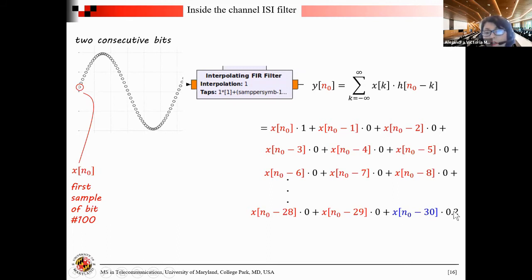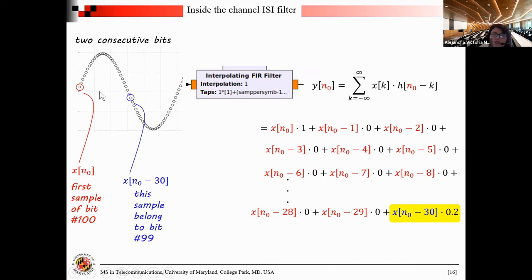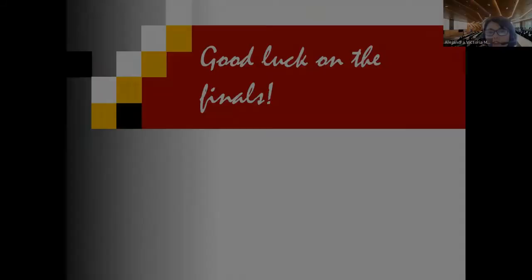plus 0.2 times x of n naught minus 30. This one here belongs to the sample of bit number 99. Okay? So this is the first sample of the previous bit. This one over here comes in as interference to the output of the sample there. So this is how we are modeling our channel multipath intersymbol interference using an FIR filter.